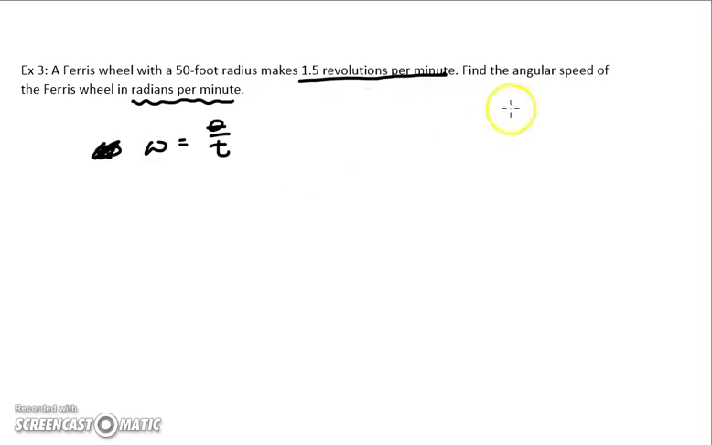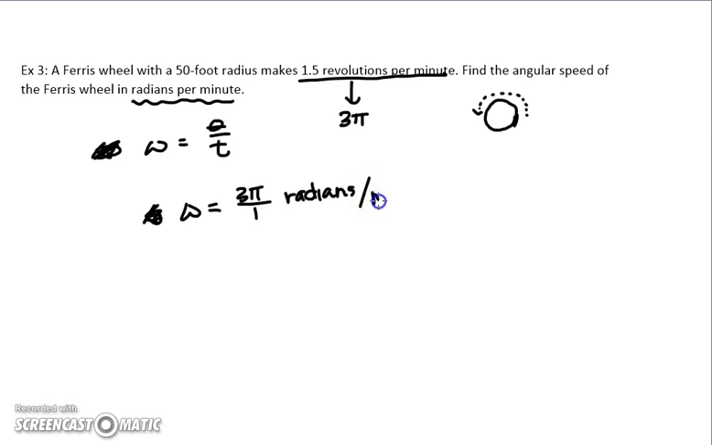So if we think about 1.5 revolutions, so one revolution all the way around has a radian measure of 2 pi. And we're going to go another 2 pi, and then we're going to go halfway around again. That's going to add another pi. So this 1.5 revolutions is really going to have an angle measure of 3 pi. So our omega is going to be equal to the angle measure, 3 pi, divided by the amount of time it took us to get there, 1 minute. So 3 pi radians per minute is going to be our answer.